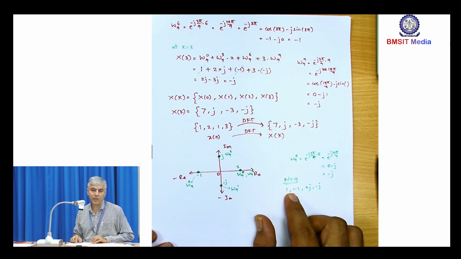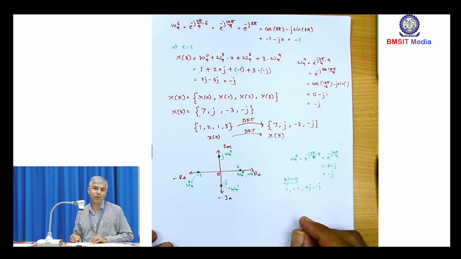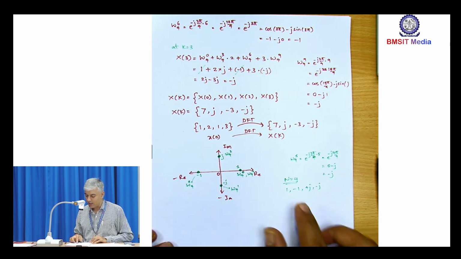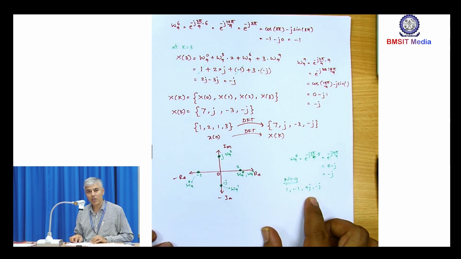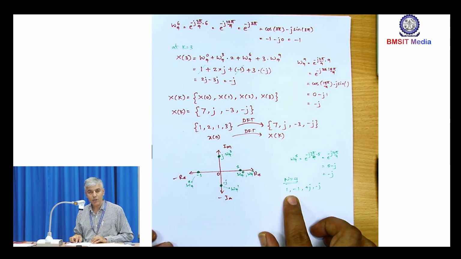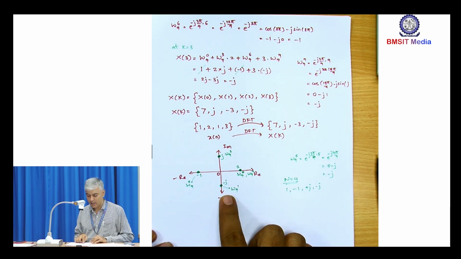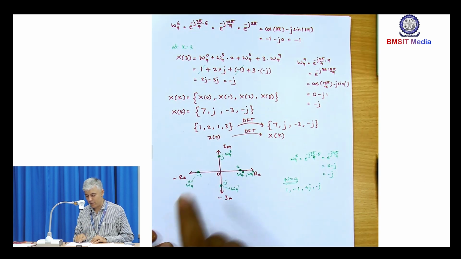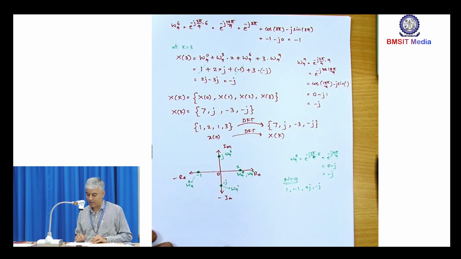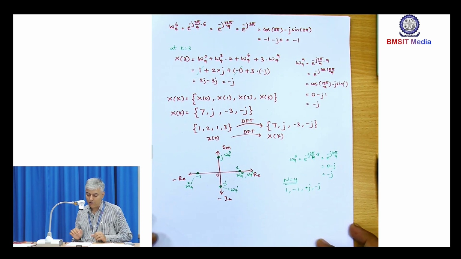We will be using continuously only these 4 values when n is 4. That means when the question says obtain 4-point DFT, the twiddle factors that are going to be used are a repetition of 1, minus j, minus 1 and plus j. So this rotation keeps happening. So this is one of our numericals.